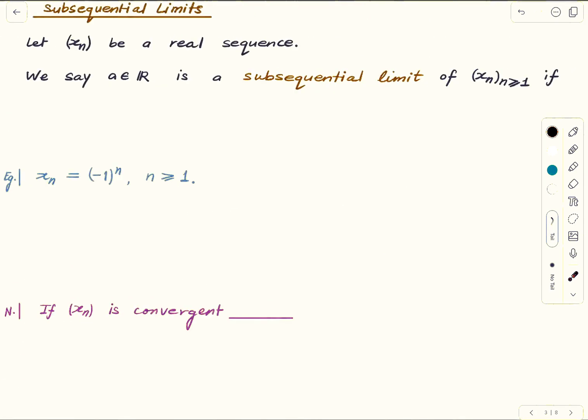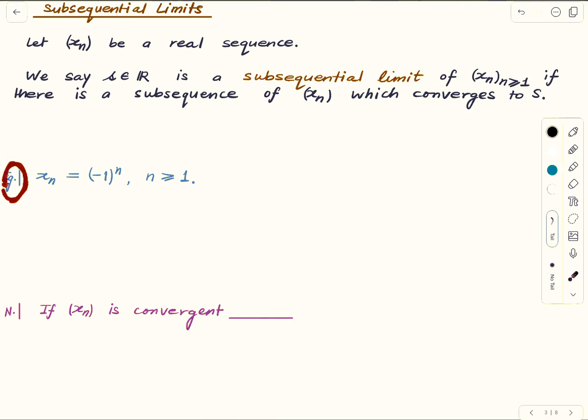So here is the main concept of this lecture. Fix a real sequence, call it xn. We say that a real number S is a subsequential limit of the given sequence if there is a subsequence of the given sequence which converges to S. Very natural definition. So the name has been aptly chosen. We say a real number is a subsequential limit if it is the limit of a subsequence. All right, fine, nothing very deep going on.